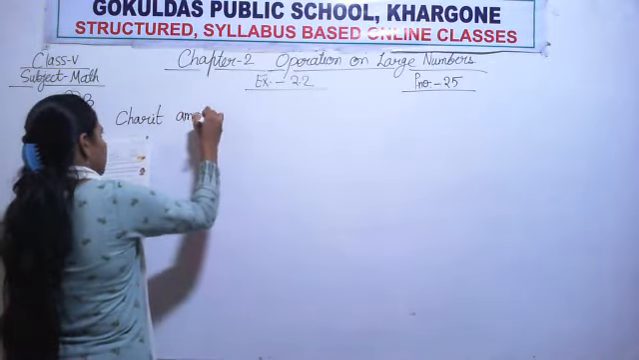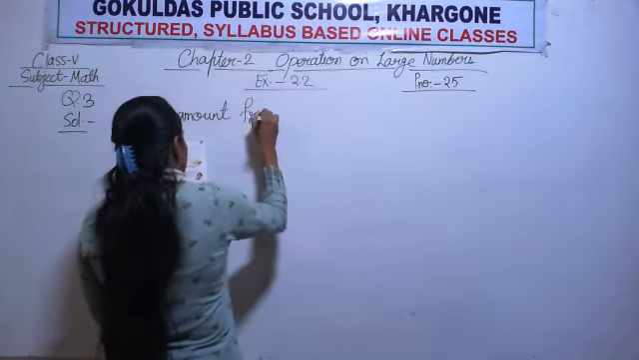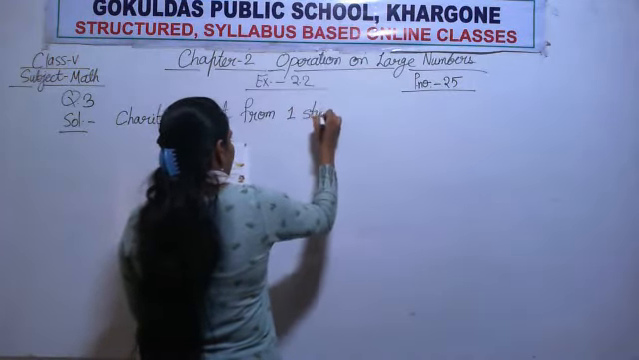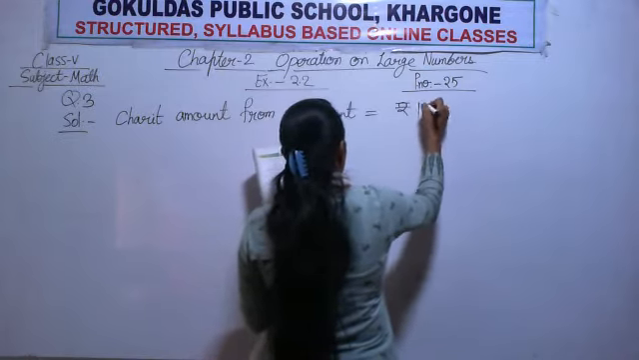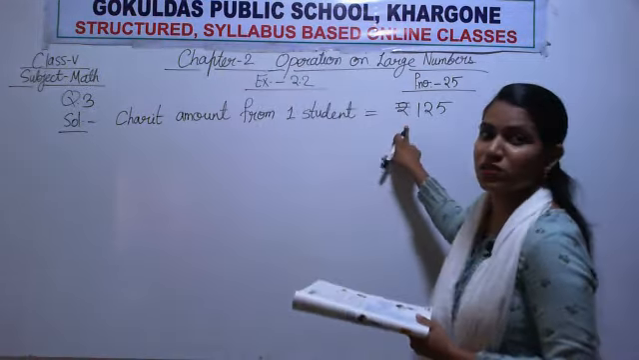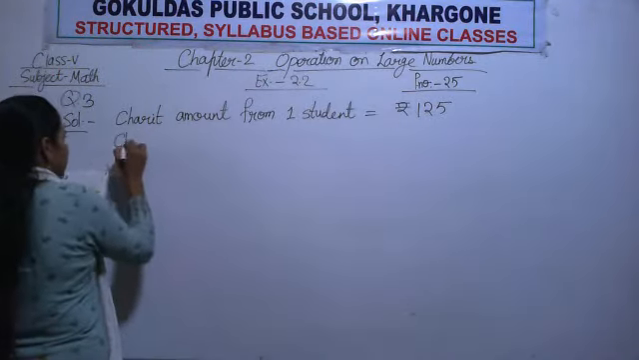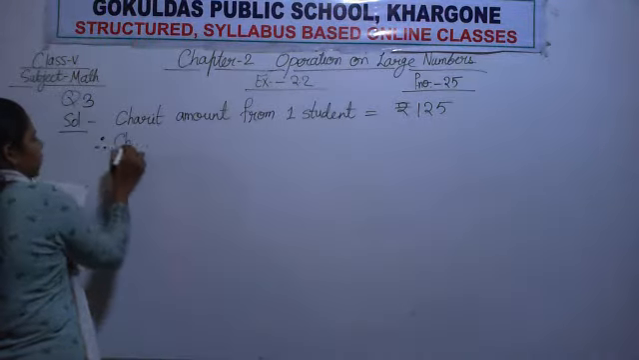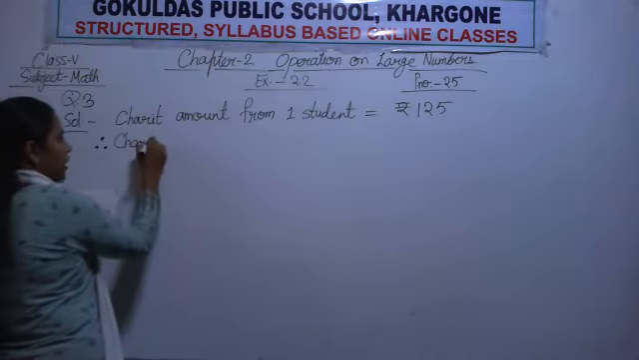Charity amount from one student is rupees 125. Now you want to know the charity amount. Therefore, we remember to put this symbol. Therefore, charity, what we call it? We call it therefore. Therefore, charity amount.